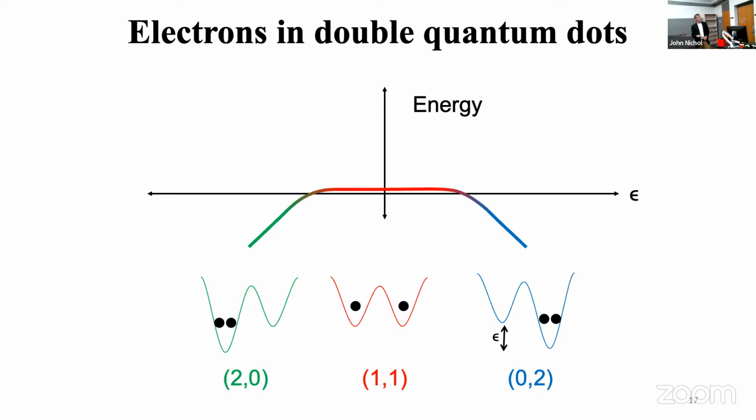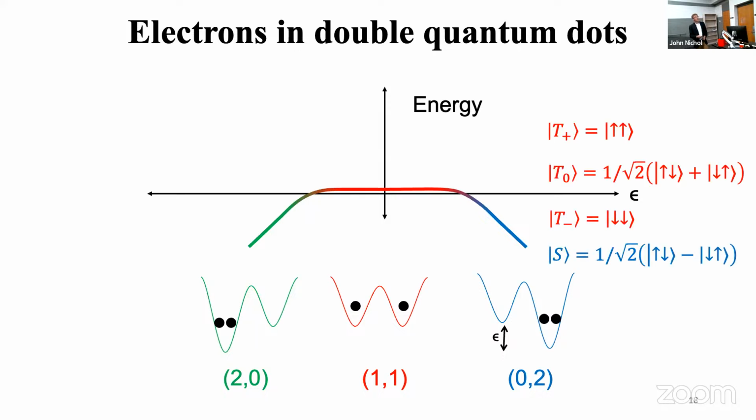For my money, the best basis to think about for these 4 spin states consists of the singlet and the 3 triplets. We could pick up-up, up-down, down-up, and down-down. Okay, but the singlet and triplet basis is a little bit nicer. So here they are. Here's the singlet, and then the 3 triplets.